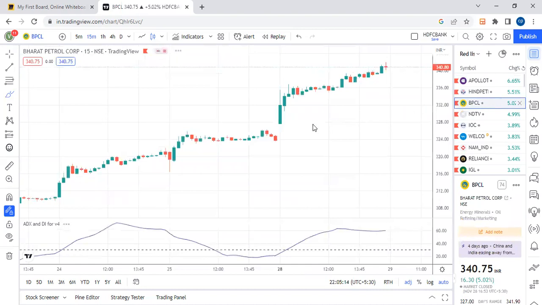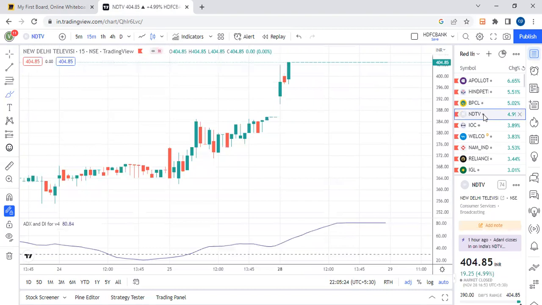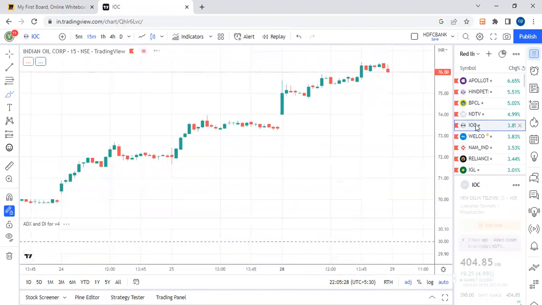Next, you can consider BPCL. BPCL strength is also below 30, so I'm directly ignoring it. Next, NDTV is very low cost, and a daily circuit is happening here. So better you ignore it.